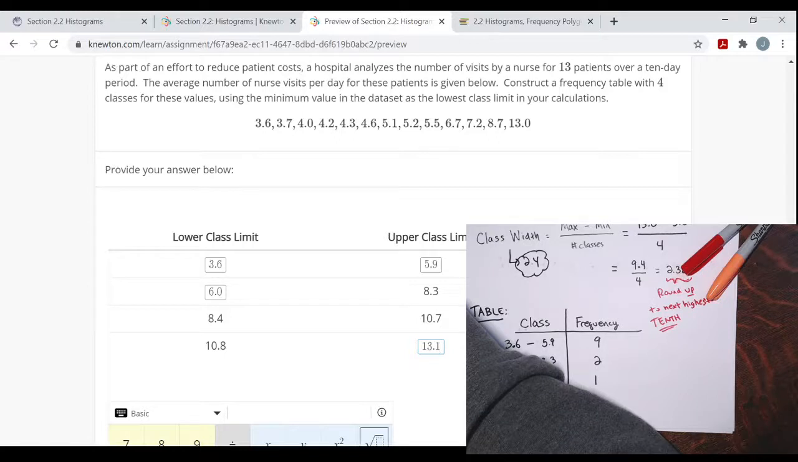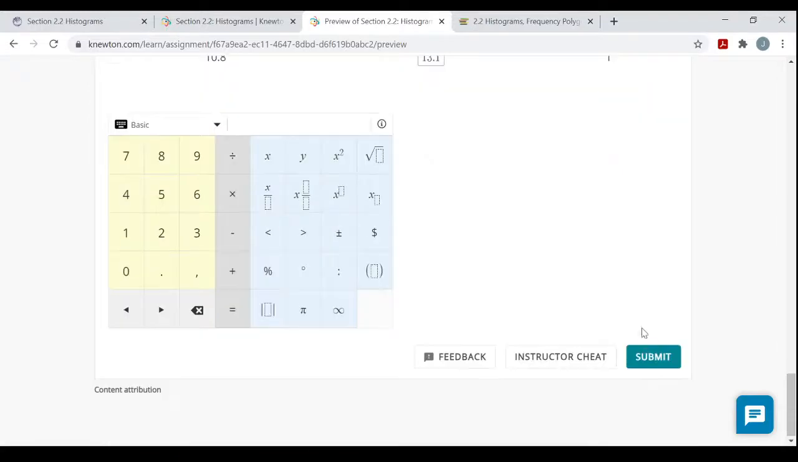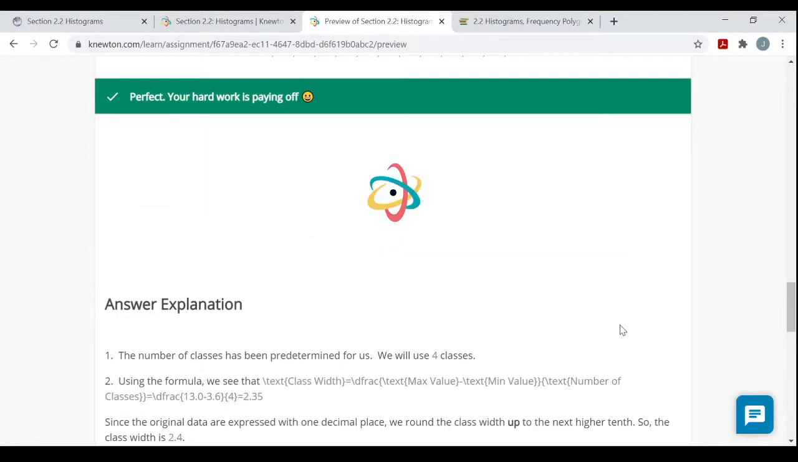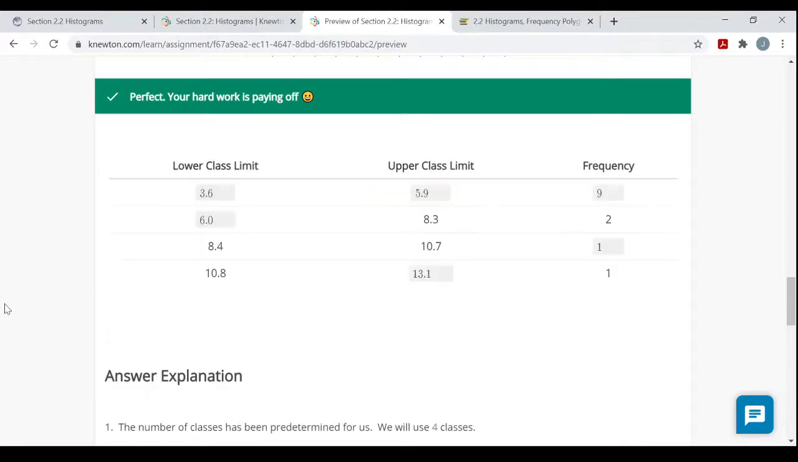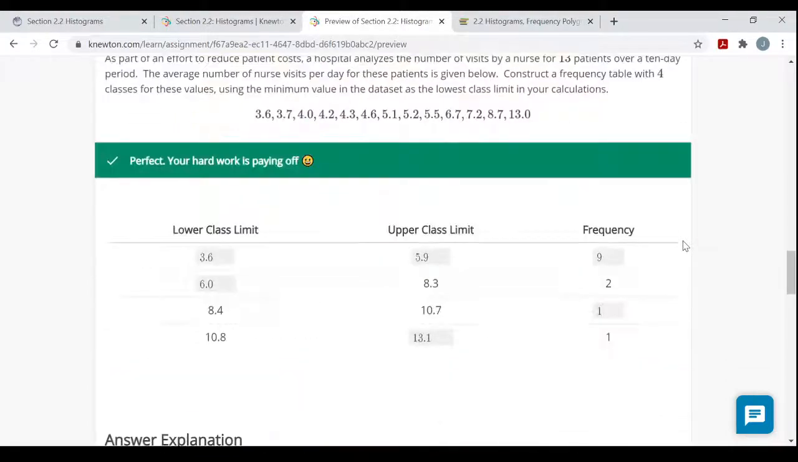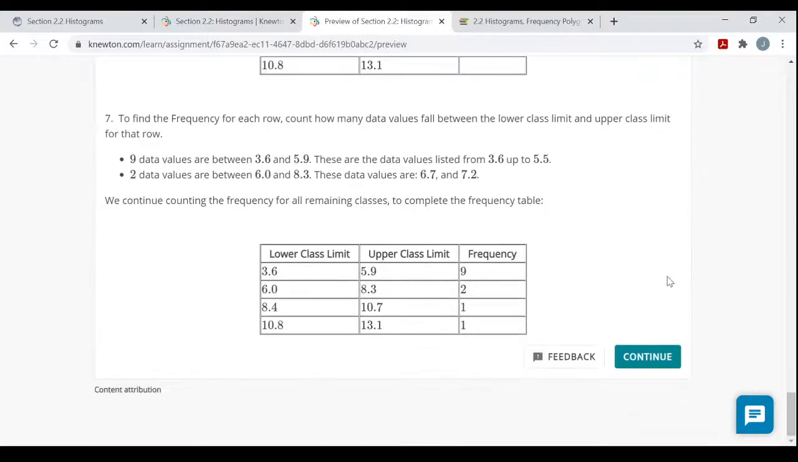Then we have to enter the frequencies, which now let me get rid of my picture. Remember, there were 9 in the first class, 2, then 1, then 1. Right. And let's submit. Wonderful. So the way I did that worked out. I just followed the same steps that were described in the more instruction, up here, the how-to. Then you go through it here. Continue.